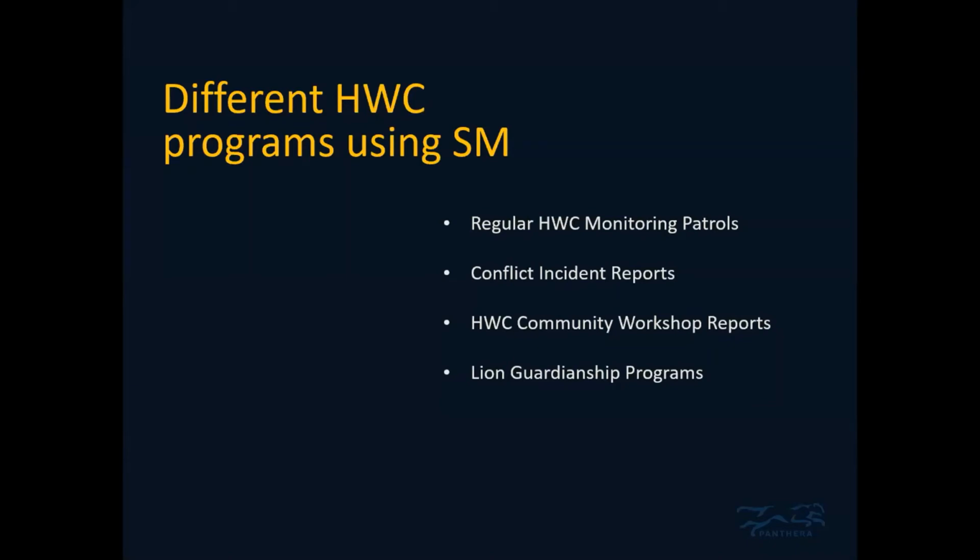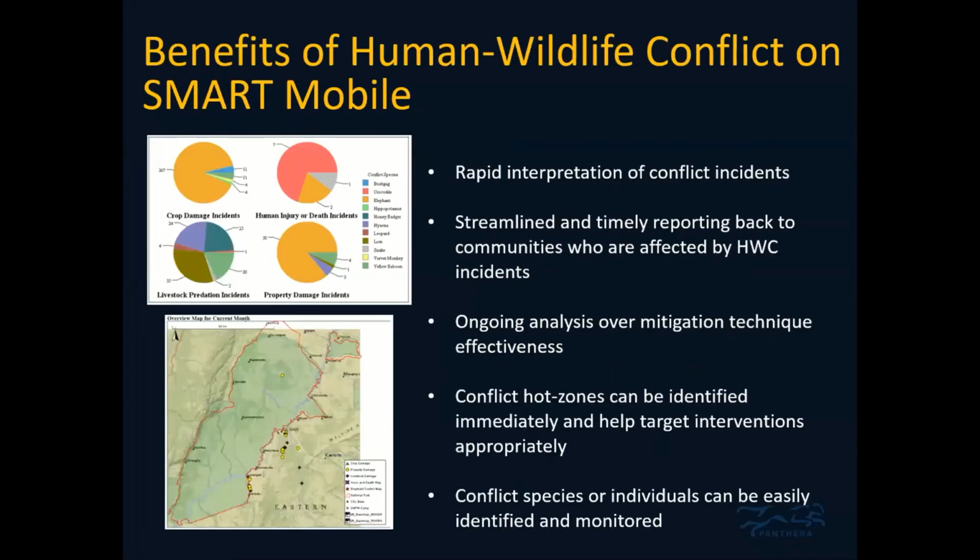These sites are using it for regular human-wildlife conflict monitoring patrols. They are using the devices to report conflict incident reports. They are using information directly from Smart Mobile to create human-wildlife conflict community workshop reports. And we are also using Smart Mobile for our lion guardianship programs in partnership with Panthera for recording our lions and our troubled lions and that kind of thing.